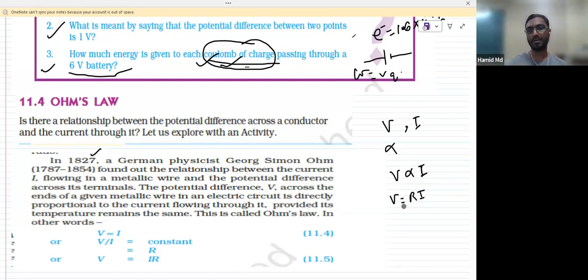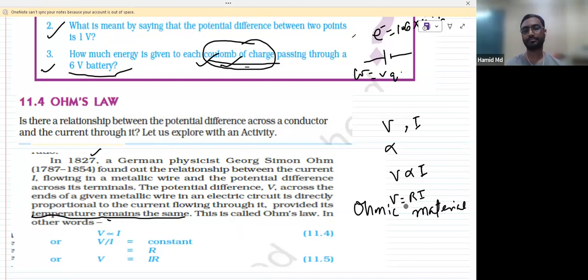It is the simple one, right? This is true for ohmic objects, ohmic materials. Ohm's law is only valid in ohmic materials. Why is it said that temperature remains constant? If you change the temperature, the ohmic nature of the material will change. So we have to keep the temperature constant throughout. Then only this formula will be valid.